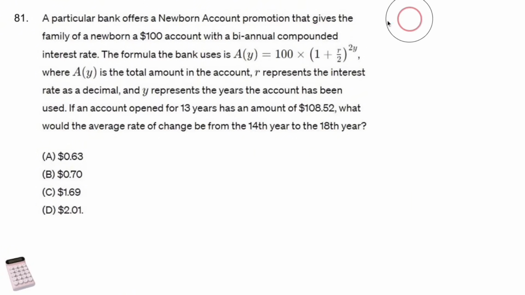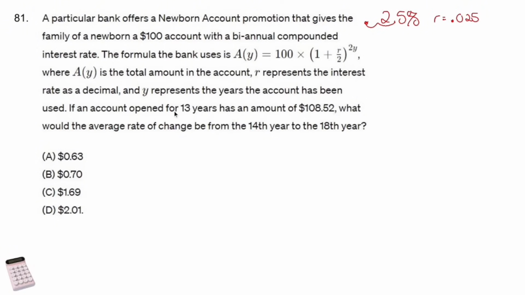This basically says, like, I put $100 into the bank and I check a half a year later and I have a little bit more. And then I check 6 months after that and I have a little bit more. But we really don't need to worry about that. What we need to worry about is A of y is the total amount of money that you have in the account, not how much you make, your value of the account. R represents the interest rate as a decimal. So if your interest rate is 2.5%, you move the decimal to the left twice, and R will equal 0.025. Okay, we'll get there when we have to get there. Y represents the years the account has been used. Okay, so everything so far is gross but makes sense.